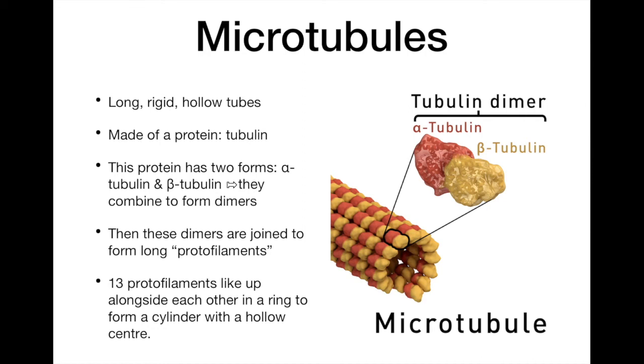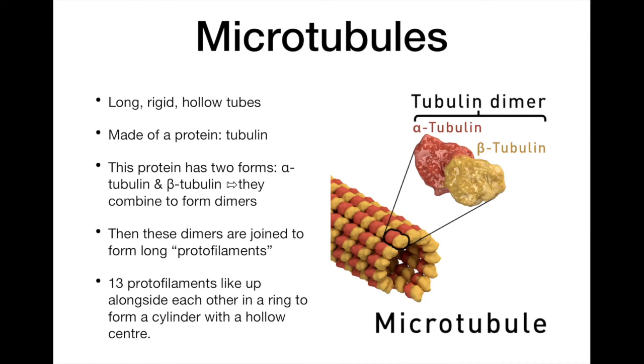Thirteen protofilaments then line up alongside each other in a ring to form a cylinder with a hollow center. This cylinder is the microtubule. You see, we've got 13 protofilaments. Therefore, there is a helical pattern.